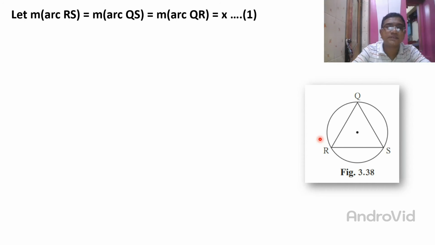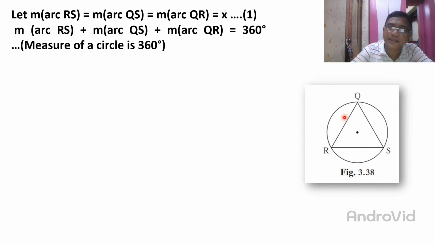Then see here. Let RS equal QS equal QR, and we consider each as X.